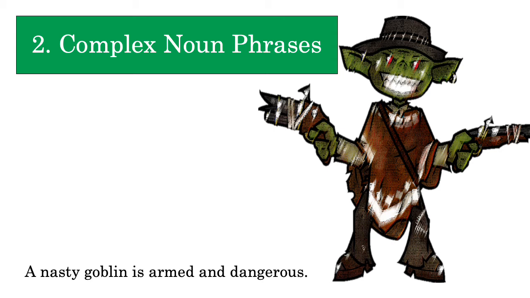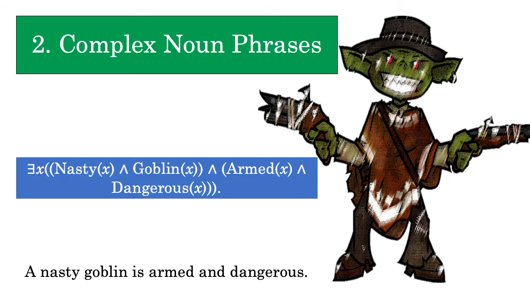This is just talking about there being at least one goblin, but not necessarily making a statement about all goblins. This is going to come as a big surprise. When you have an existential noun phrase, you use an existential quantifier. And what we know about existential quantifiers is that ands are basically what are running the show. That's what we see here. Basically what we're saying is there exists an x such that x is nasty, x is a goblin, x is armed, and x is dangerous.